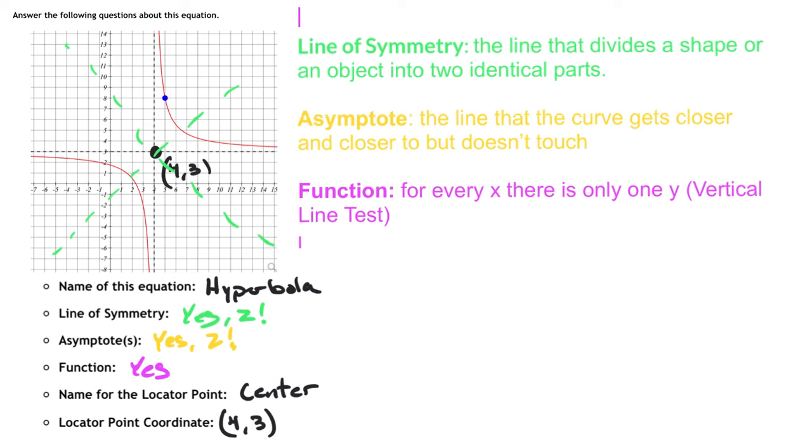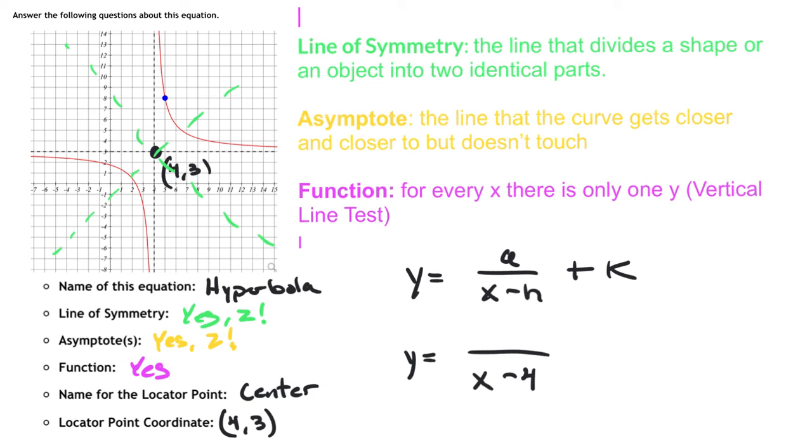So then we try to write our equation. Your equation comes from your general form where you have a over x minus h plus k. So why you have a vertical asymptote is because you are dividing by x values, and so that is what really creates this vertical asymptote at x equals 4. So we can write our equation using h, k right away. So you have x minus 4 in the denominator, and then outside of the fraction you put a plus 3, and then you have to find your a value.